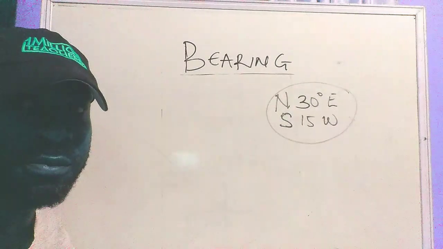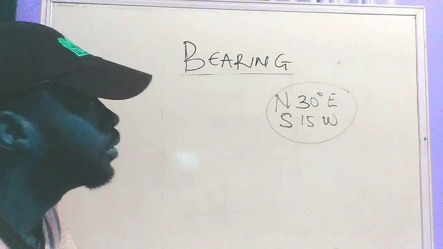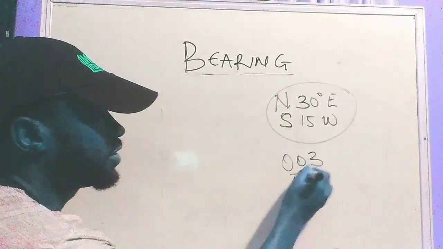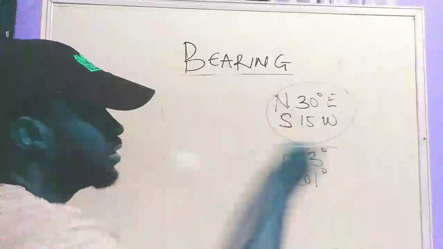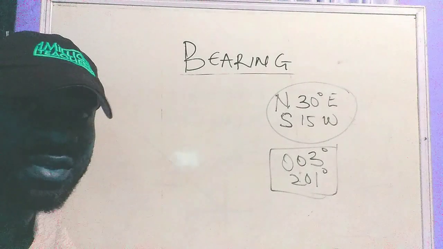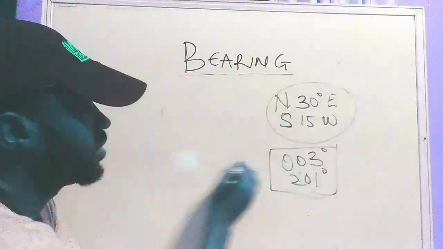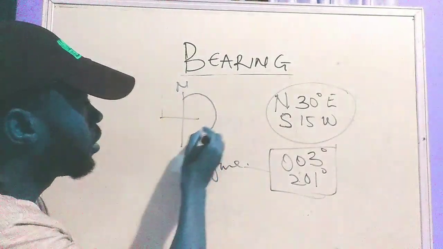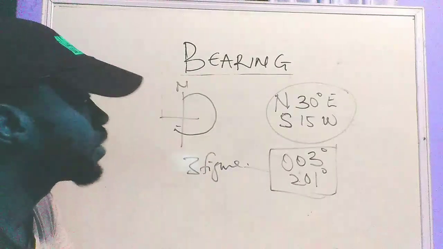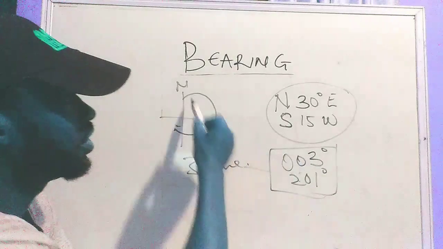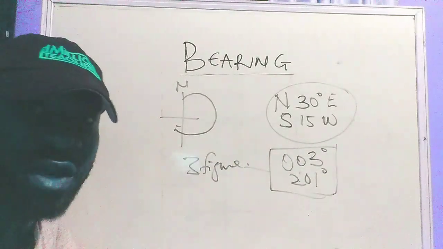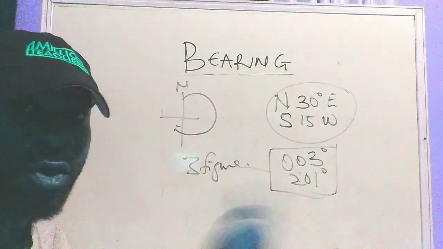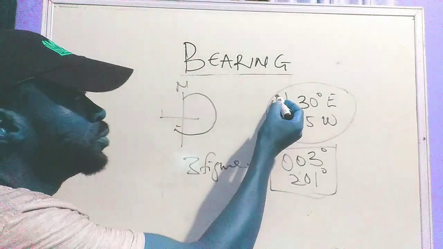Bearings represented in these forms are called what? The compass bearing. While bearings written in three figures in degrees, like this, 2, 1, these are the three-figure bearings. Now, I said that these three-figure bearings always start from the north and move in a clockwise direction. Okay, so the starting point for every three-digit bearing is from the north and moving in a clockwise direction, while for the compass bearing, the movement can either be clockwise or anti-clockwise depending on where it's starting from.